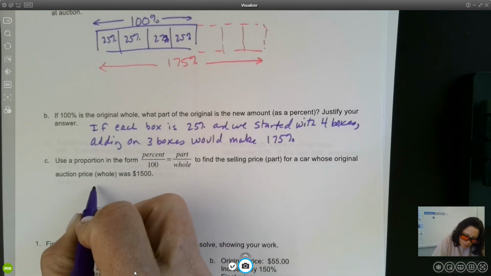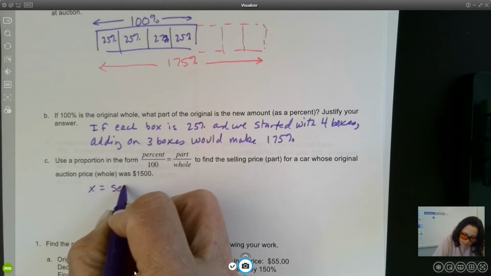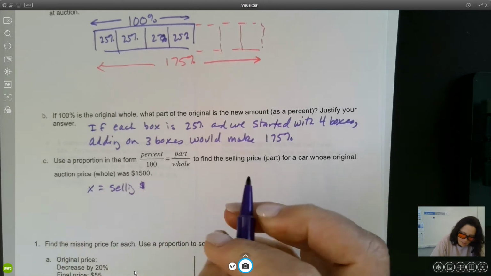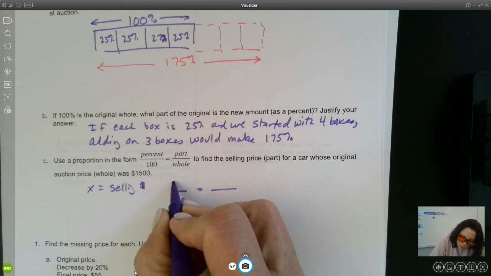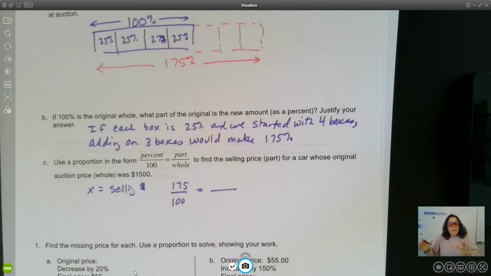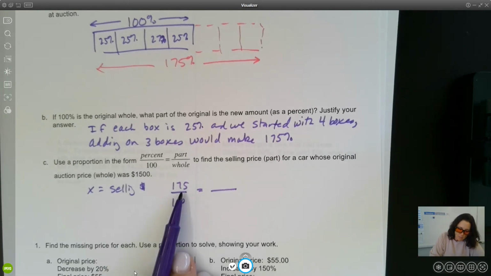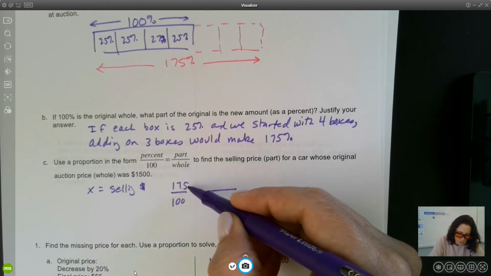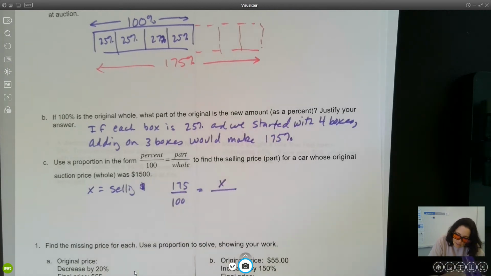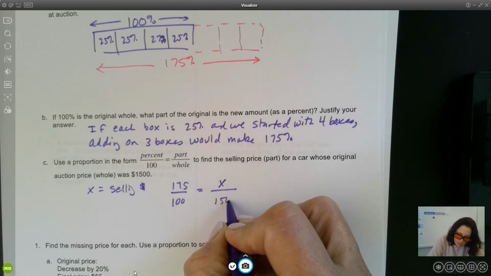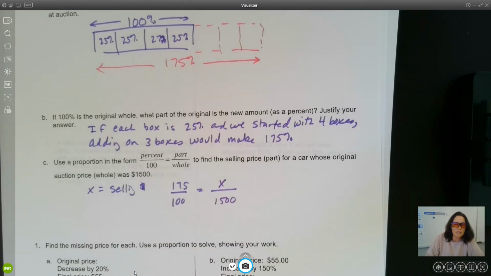Okay, so we're going to let X be the selling price. Okay, now we've got a percent over 100. Well, when we have markups, guys, we add on to the 100%, whatever it is the markup is. So we added that 3 boxes, which is 75. We added 75 onto the 100. That's why this is over 100.